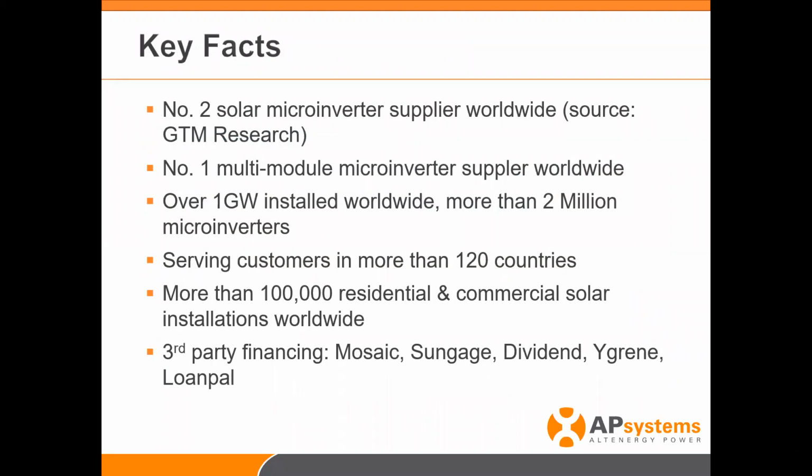We're the #2 solar microinverter in the world. We're the #1 multi-module microinverter supplier worldwide. It means our products connect to more than one module. We have over 1 gigawatt installed around the globe, more than 2 million microinverters. We serve customers in over 120 countries. We have over 100,000 systems installed. And we're on AVLs for third-party financing partners like Mosaic, Sungage, Dividend, White Green, and now LoanPal.